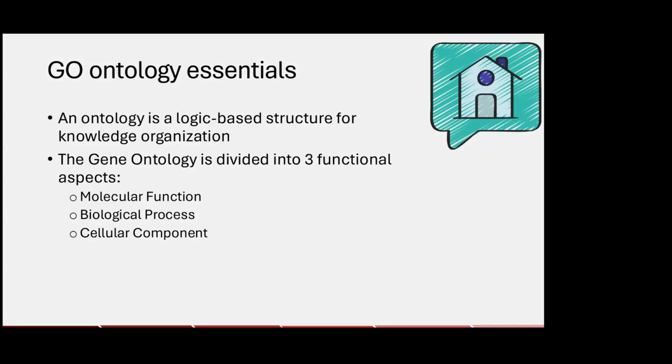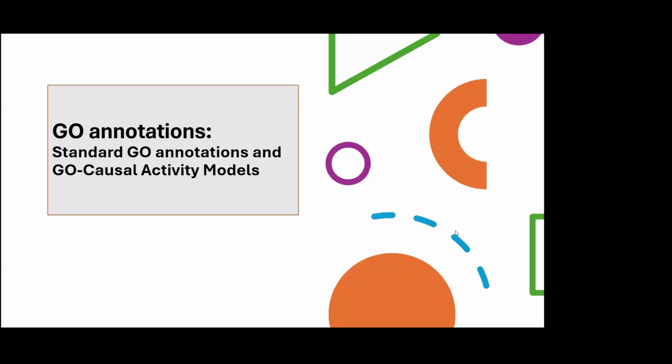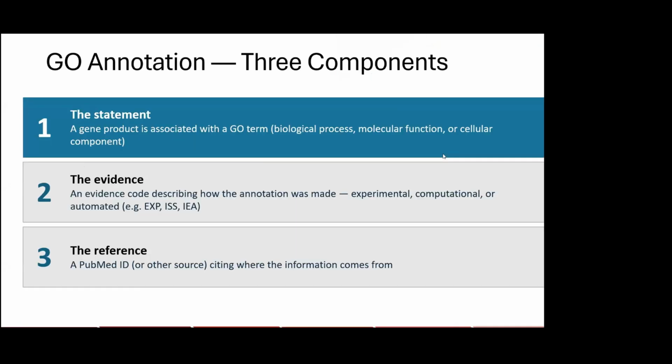And so, this is just the summary slide. An ontology is a logic-based structure for knowledge organization. And I think it's important to remember that there are three aspects of the ontology: function, process, and component. So now I'm going to talk a bit about Go annotation, what a standard Go annotation is, and also talk about GO-CAM models.